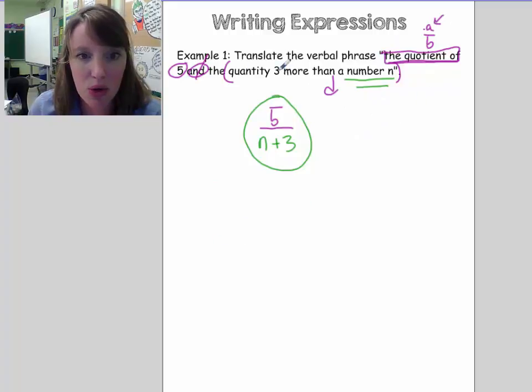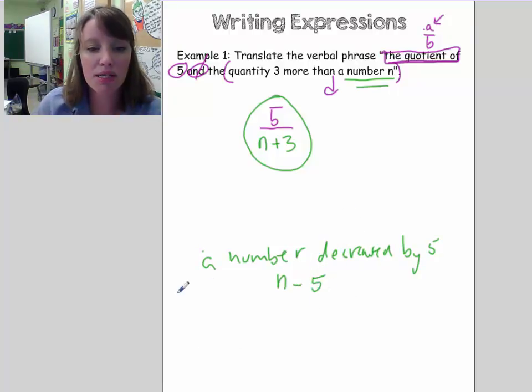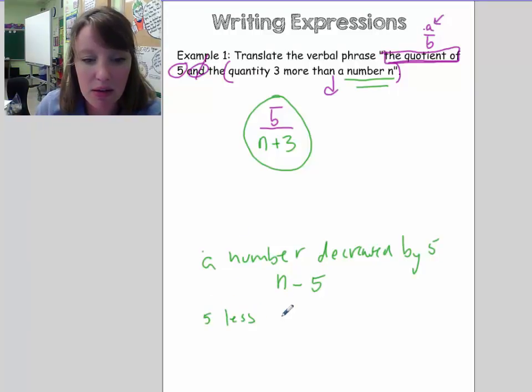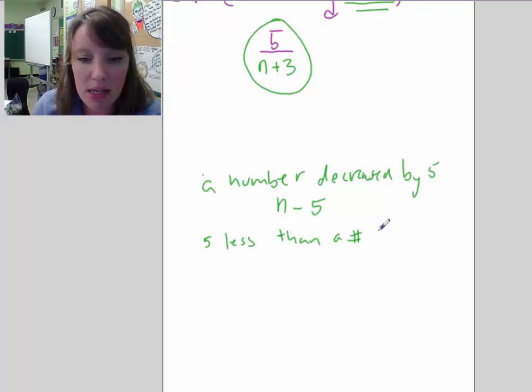Now, sometimes you'll see a number decreased by 5, for instance. So here, this is pretty straightforward. You have n minus 5. But sometimes you'll see the phrase 5 less than a number. I'm just going to put this little symbol here for number. 5 less than a number n.